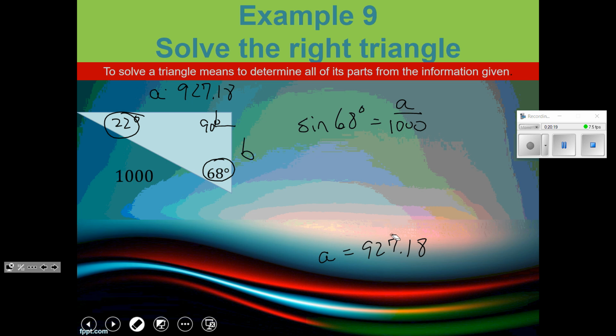So then, how do I find B? Which angle do you want to use? Do you want to use 68? Do you want to use 22? Use 68 again? Okay. So what's the relationship of B to 68? It's adjacent. It's beside it. So adjacent is going to end up being the cosine because it's adjacent over hypotenuse. So I'm going to do 1,000 times the cosine of 68. And that's going to give me what?